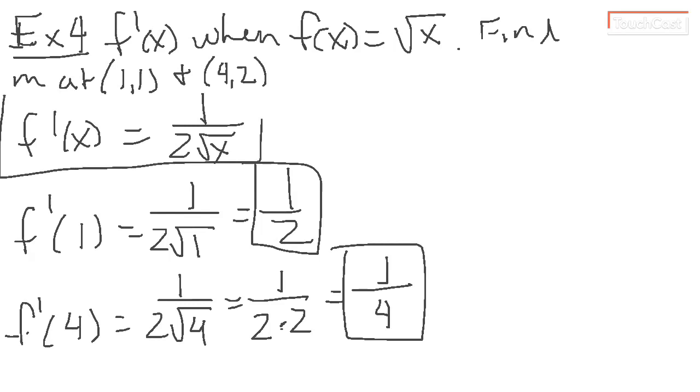So, to recap, we found our derivative was 1 over 2 square roots of x, and the slope of that line at the point (1, 1) was 1/2, and the slope at the point (4, 2) was 1/4. I think we have enough time for one more example in this video, so let's do that.